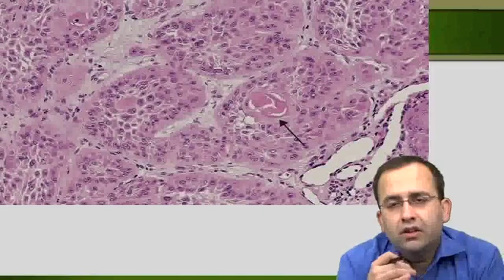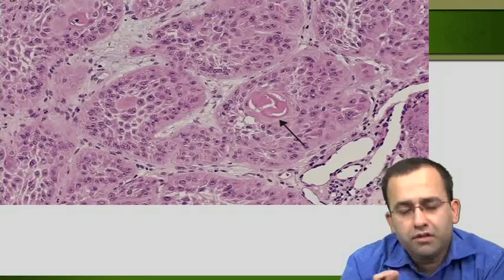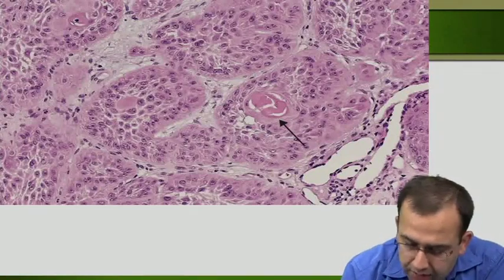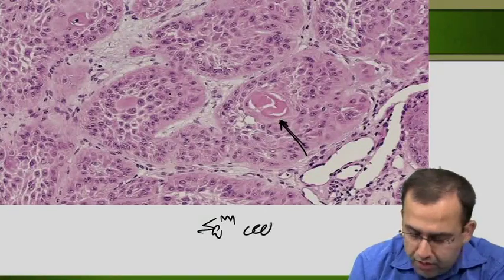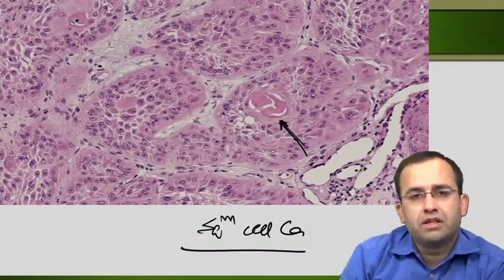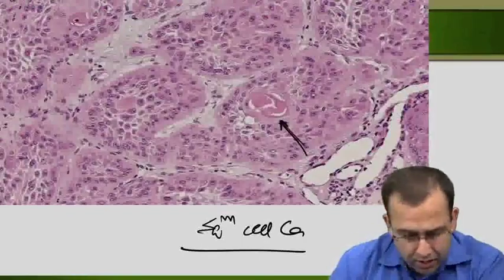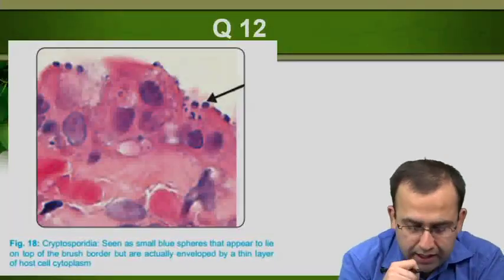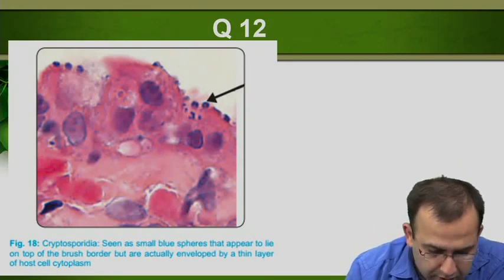Next, what you see here is a malignancy with prominent nucleoli. That is, it is a malignancy of squamous origin with presence of a keratin pearl. That is squamous cell carcinoma. So we have seen Barrett's, adenocarcinoma and squamous cell carcinoma. Next, diagnosis. Unfortunately, it is already written below that. I should have rubbed it out.